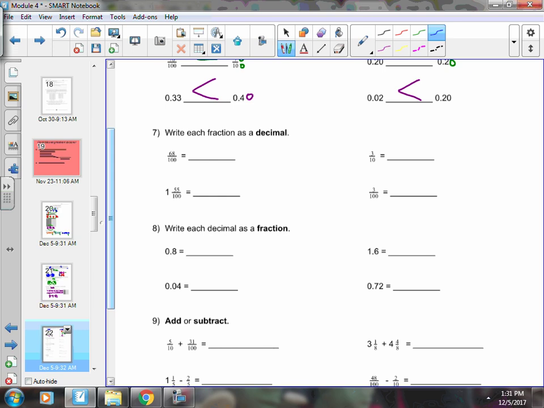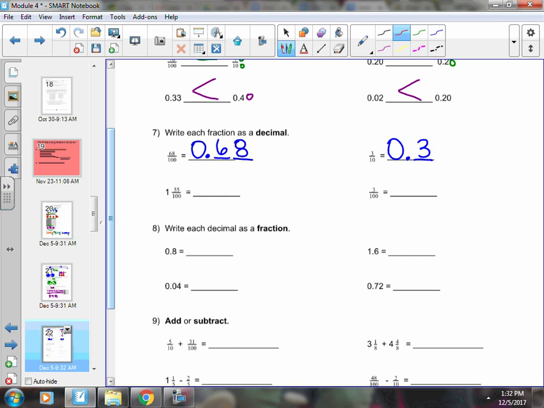The first one is 68/100ths. That means it goes up to the hundredths place. You don't have to make those little lines, but it can be very helpful for some kids. So I'm just going to fill in a 68. It looks like a 68. It goes up to the hundredths place. 3/10 is a 3 in the tenths place.